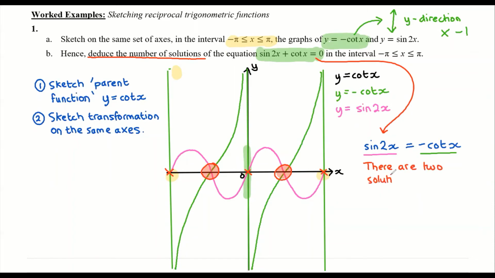And bear in mind, that's only in the interval negative pi up to pi inclusive. So we have to state that. Have a think about how many solutions there would be if we included all real values of x. Okay, so it's just the two solutions for that.